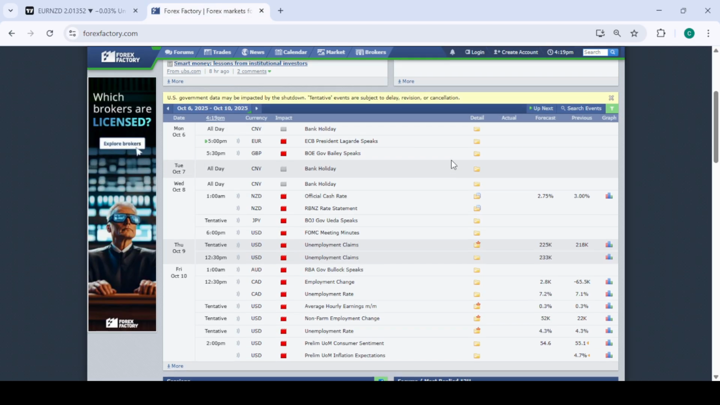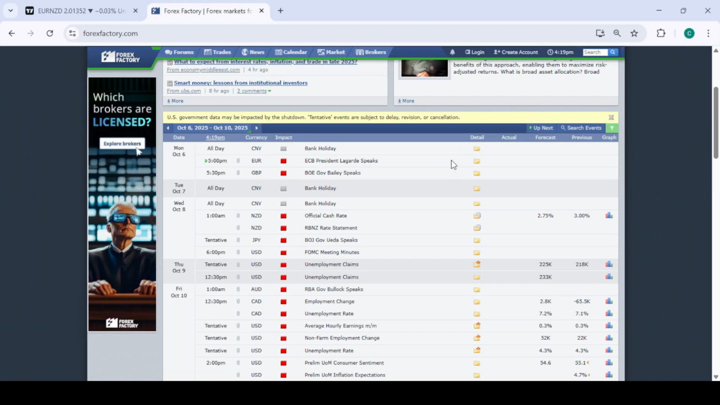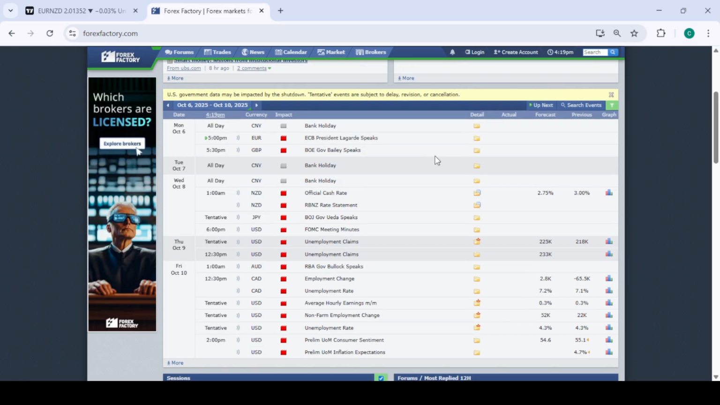So for the coming week, we'll have most of the central bank governors speaking. And the US government shutdown also affected a couple of news, especially the NFP. So we have here, it says the US government data may be impacted by the shutdown. Tentative events are subject to delay, revision, or cancellation. So going into the coming week, especially NFP, if you look out for it, it might be delayed, revised, or cancelled. So we are not yet sure due to the US government shutdown.